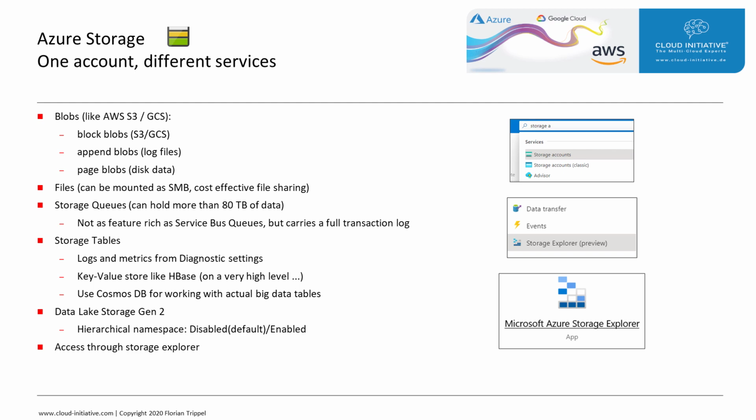Let's focus more on blobs and files because these are relevant for the exam. In Azure, we have three blobs. We have block blobs, append blobs, and page blobs. The block blob is kind of general purpose. The append blob and page blob are suitable for special situations. Append blobs are suitable for log file data. Page blobs are suitable for storing disks such as VHD files.